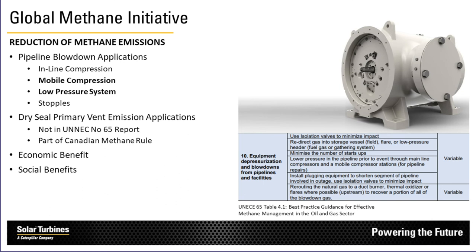The second area is not as much in the report by the United Nations, but is very applicable to the current landscape: the emissions from the primary dry seal vents. If you are running for long periods of time, you will have emissions, and those can add up over time. The Canadian methane rule started being implemented with full transition in about 2023, which addresses the dry seal primary vents. So these are two key areas of focus for mitigating methane in pipeline and even gas gathering applications.